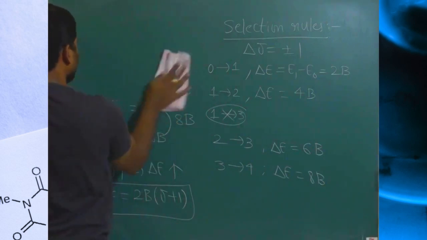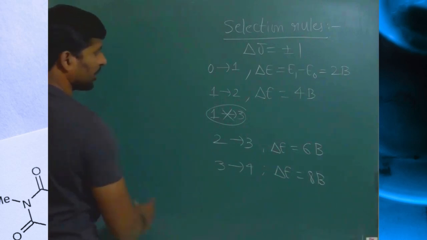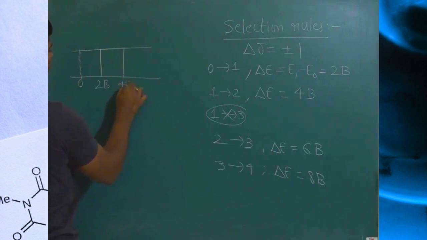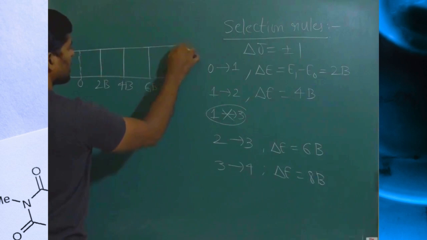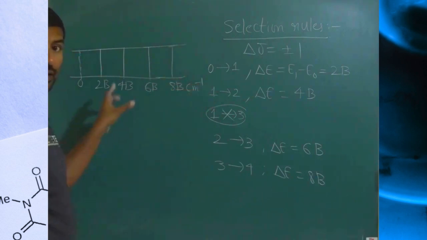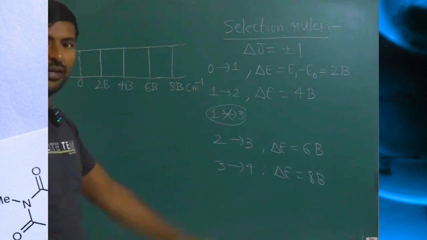So finally, if you see where we are getting the signals, the signals are observed at, this I am taking for reference and that is 0. We get a signal at 2B centimeter inverse. Next signal at 4B centimeter inverse. Next signal at 6B centimeter inverse. Next signal at 8B centimeter inverse. Like this we will get various spectral lines. And so spectral lines are observed at 2B, 4B, 6B, 8B.